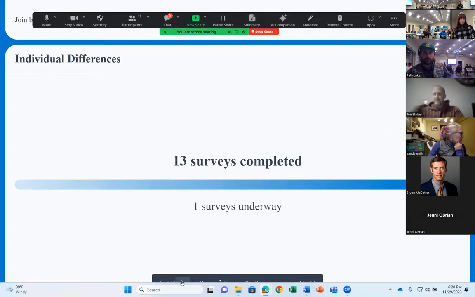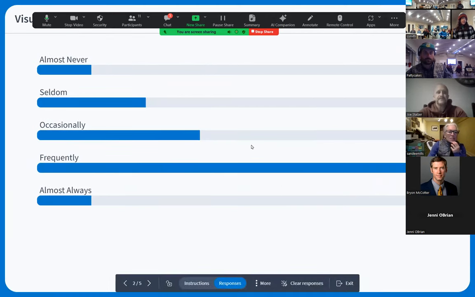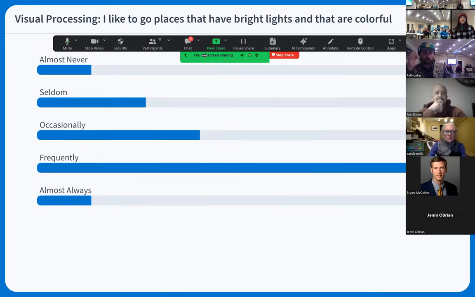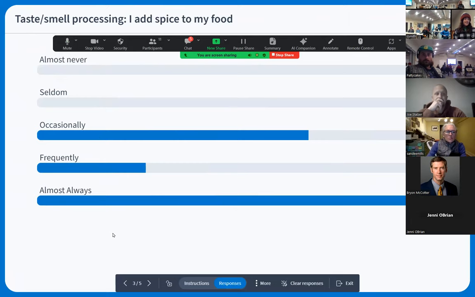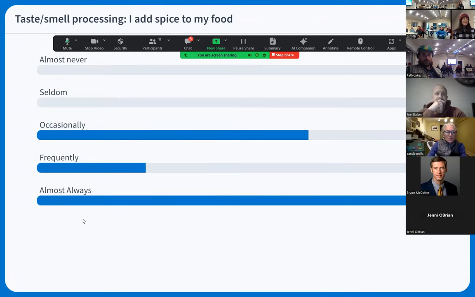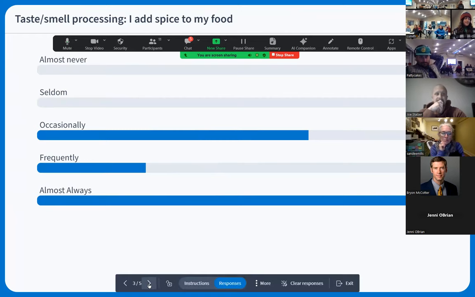I think everyone's almost wrapped up here, so we can start looking at the variability in our group. I like to go places that have bright lights and are colorful. In this spectrum, we have somebody in every single one of these categories, which is kind of cool. A lot of people really like bright lights. Taste, we have a lot of spicy-liking people in this group too. I'm definitely one of those almost always. But again, we've got people in all different categories.